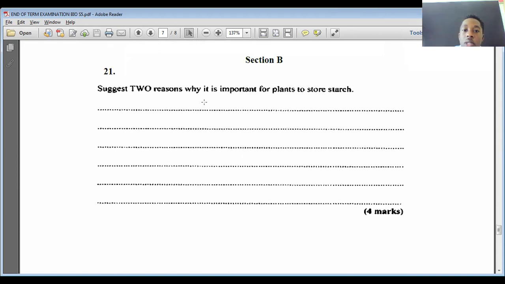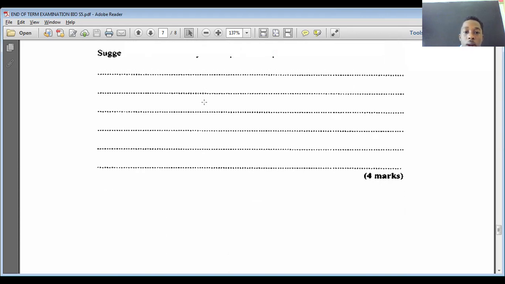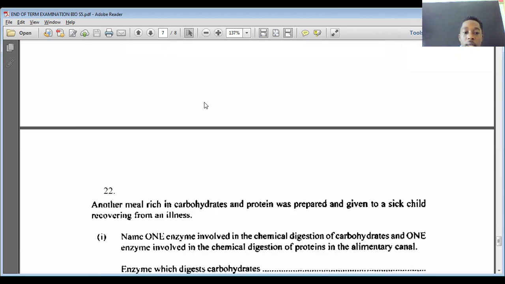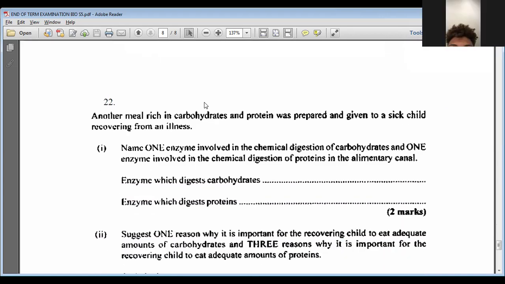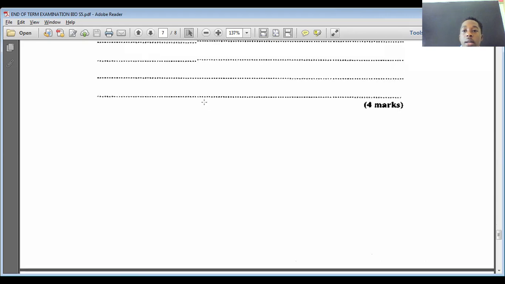Now, two reasons why it is important for plants to store starch. Everybody got these correct. We did these questions when we were doing the marathon. I told you that questions will be repeated.